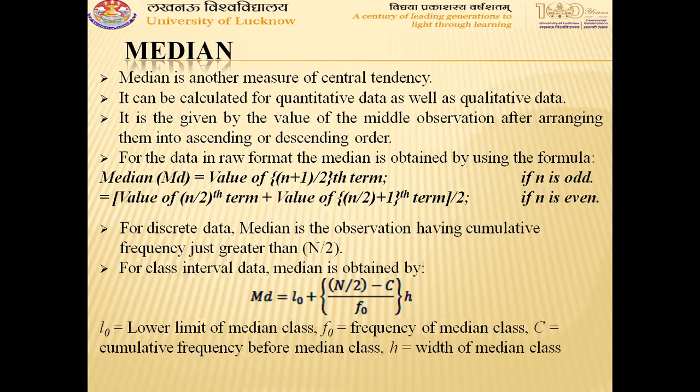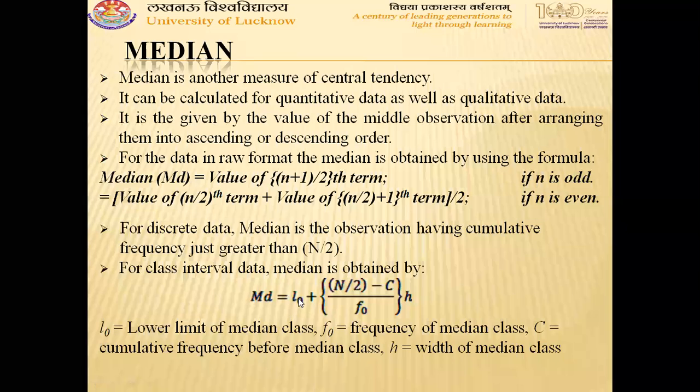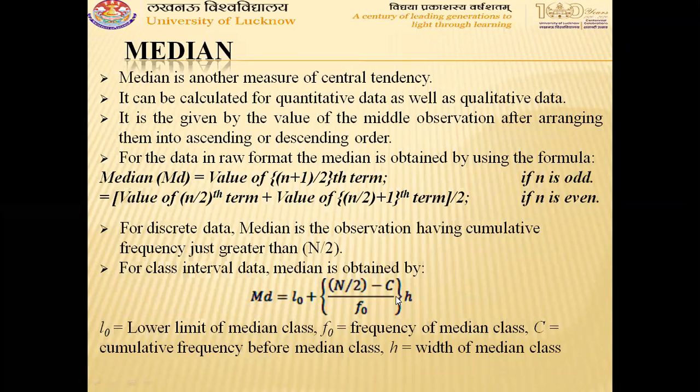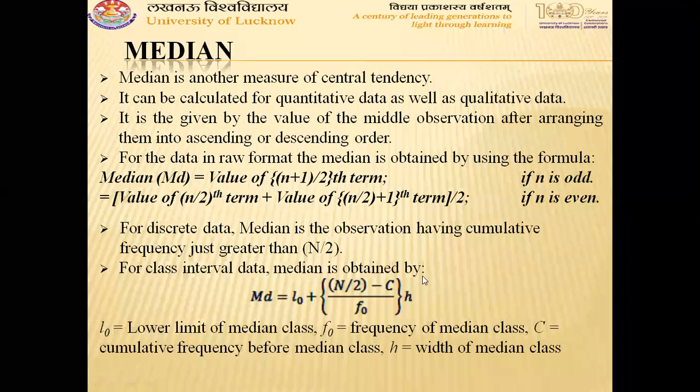If data is arranged in the form of class intervals, then median is obtained with the help of this formula. Median equals L naught plus ((N by 2 minus C) divided by F naught) into H, where L naught is the lower limit of the median class, F naught is the frequency of the median class, C is the cumulative frequency before the median class, N is total frequency and H is the width of the median class.